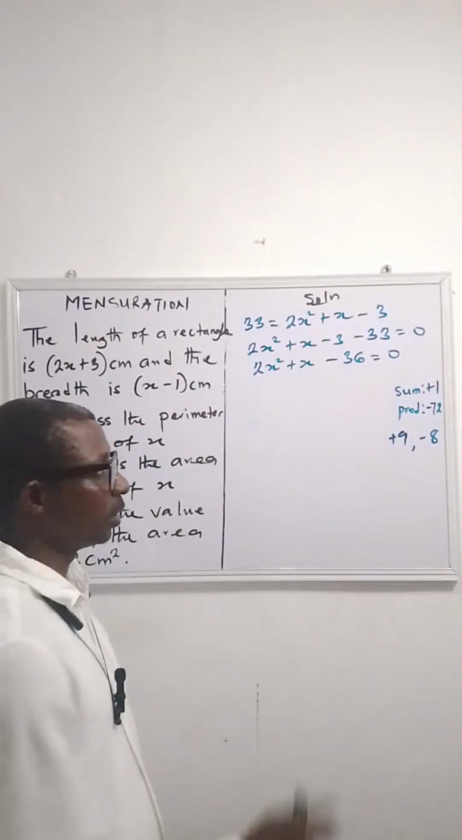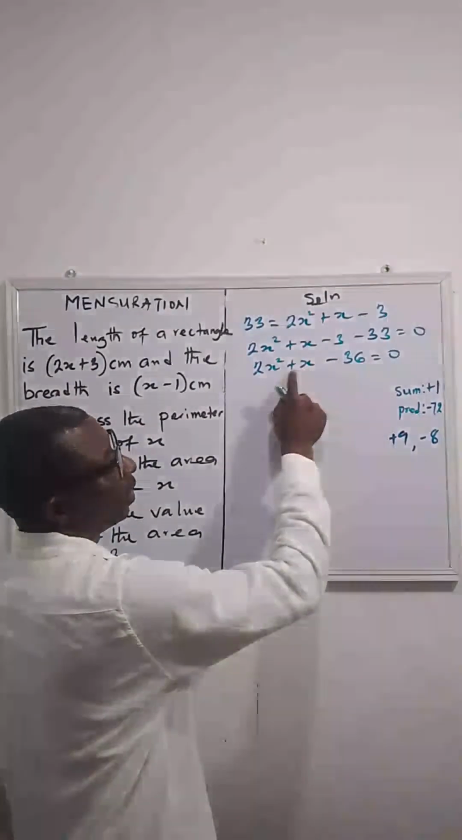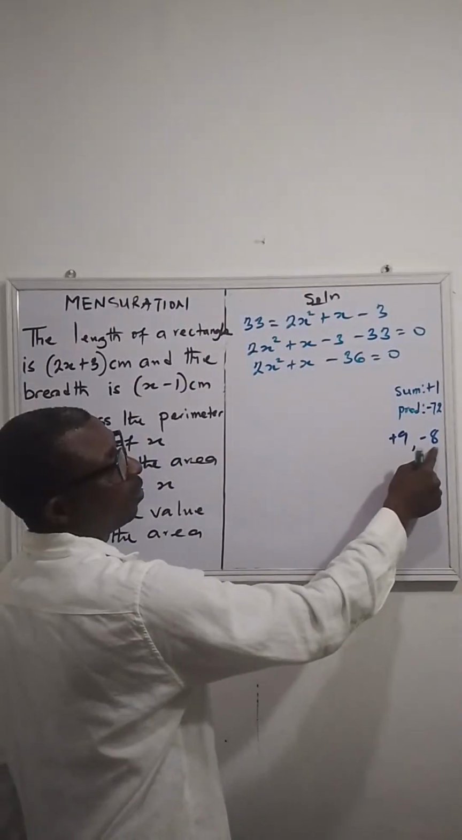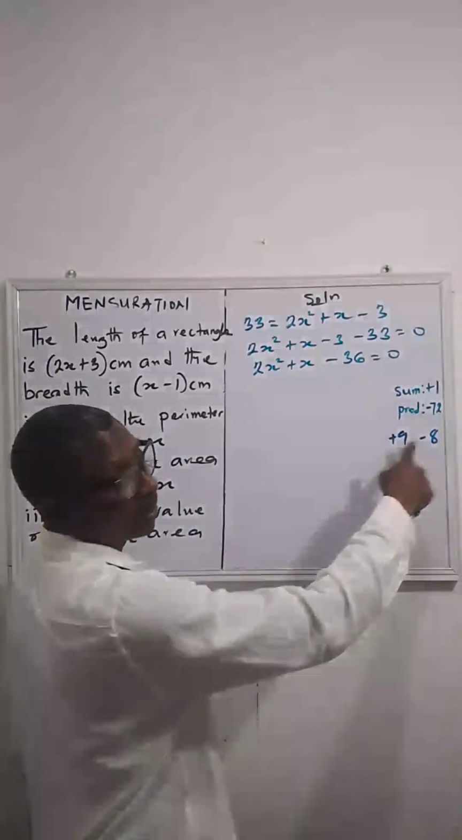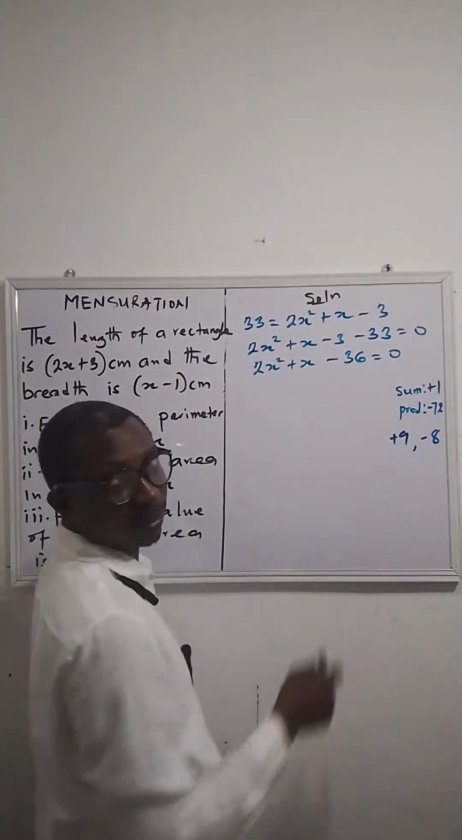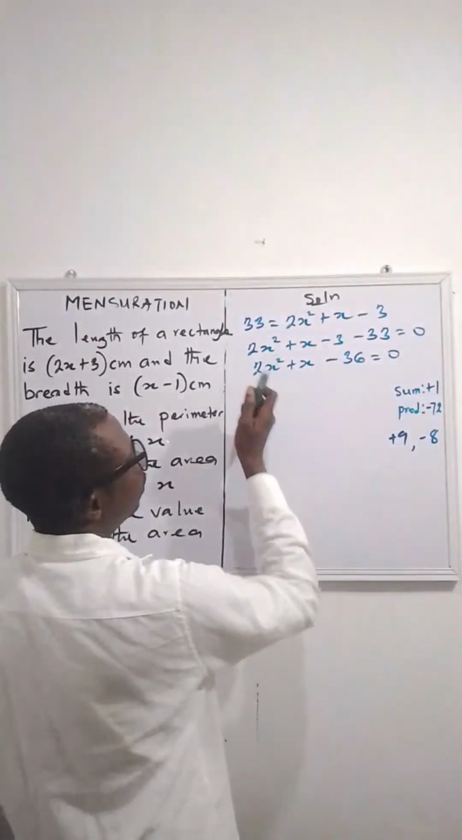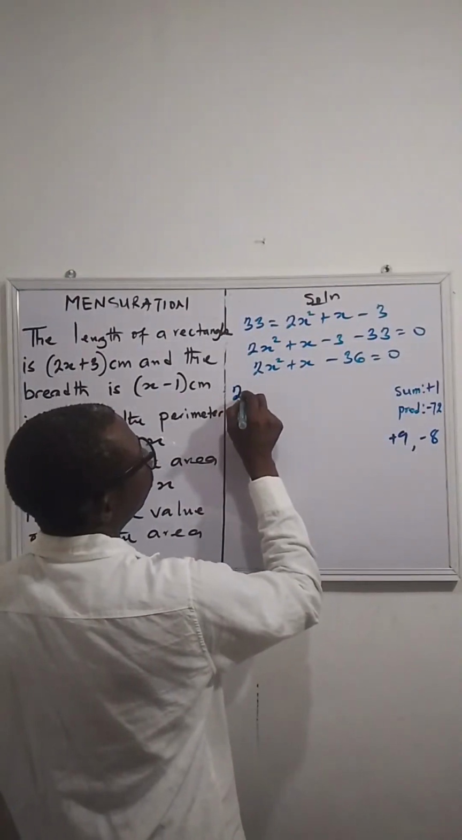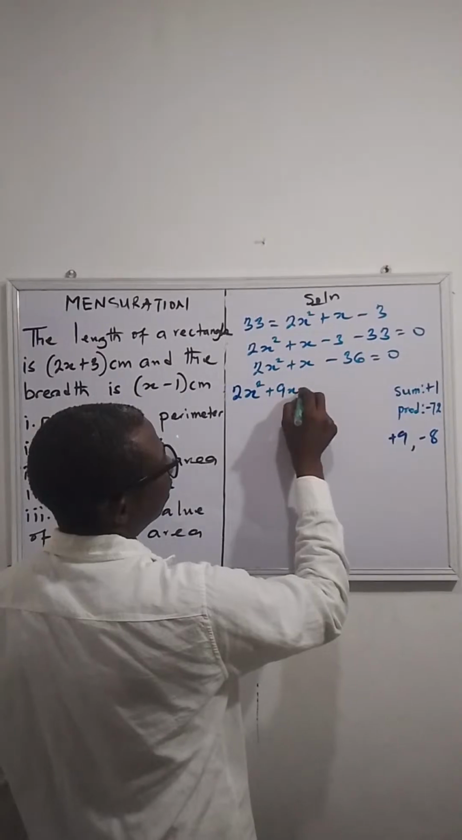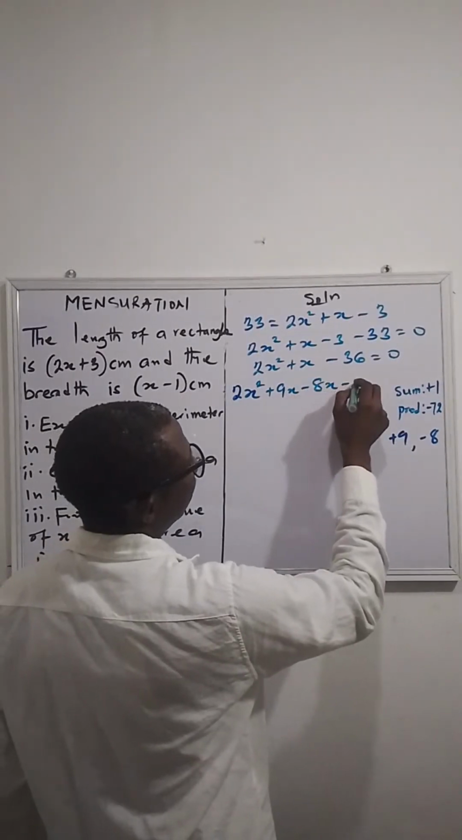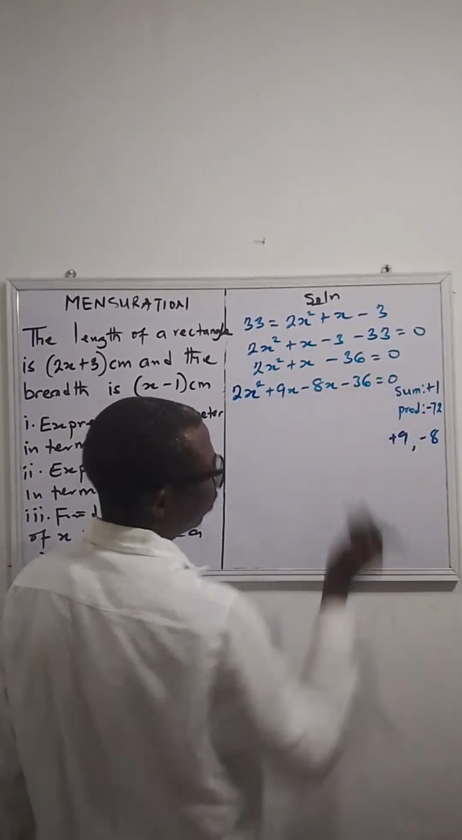So that means this term here will be written in the form of positive 9x, negative 8x. All right, so this equation turns to 2x squared plus 9x minus 8x minus 36 equals 0.